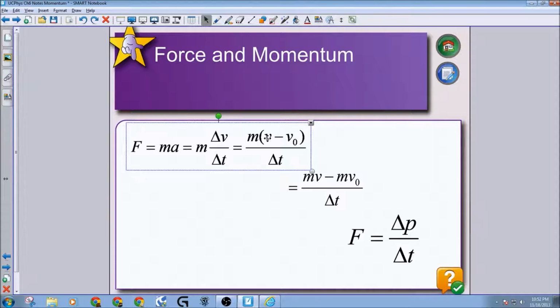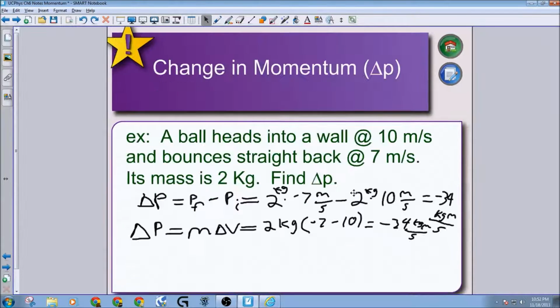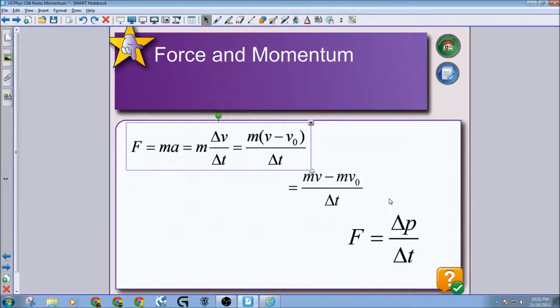Mass can distribute over mass times velocity there, mass times velocity there, and you end up with mv final minus mv initial. Well, where did we see that before? mv final minus mv initial. We've actually already done that calculation. So we haven't broken any rules of math yet. We just have mv final minus mv initial on the numerator, the top, and change in time on the bottom.